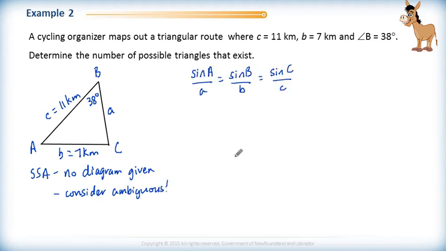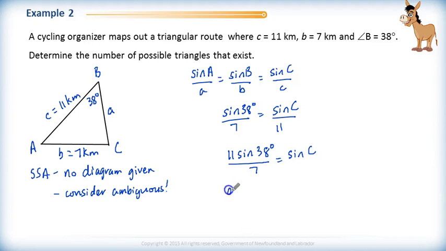So I write up my sine law formula. Angle A and lowercase a we don't know. Angle B, we have sine of 38 degrees over lowercase b, that's 7. Sine of angle C, we don't know angle C, but we do know lowercase c is 11. A little bit of cross multiplication. We've got 11 sine of 38 divided by the 7. I won't bother to bring the 7 over to sine C. Just leave it where it is. That's equal to sine of C.